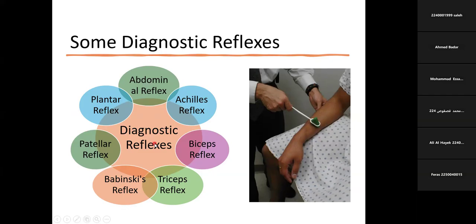For example, a doctor puts light into the eyes of a patient and sees whether the pupil has become constricted or not. So this is telling whether the cranial nerve supplying the pupil is functioning normally or not functioning normally.